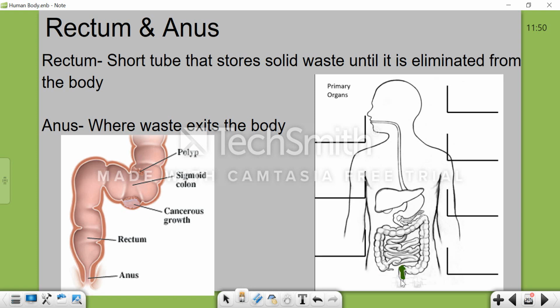We'll give that a different color. Down here, just the exit location. That's it. So the rectum stores the waste, and the anus is where it is released.